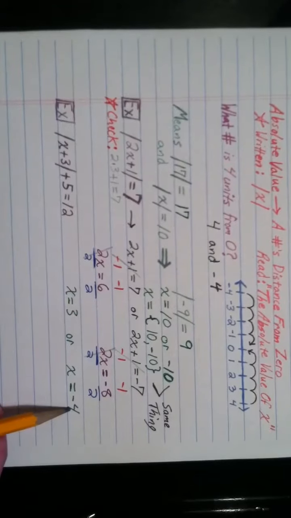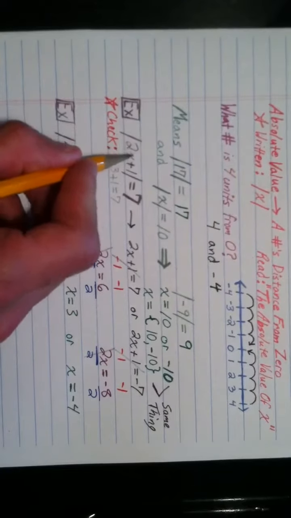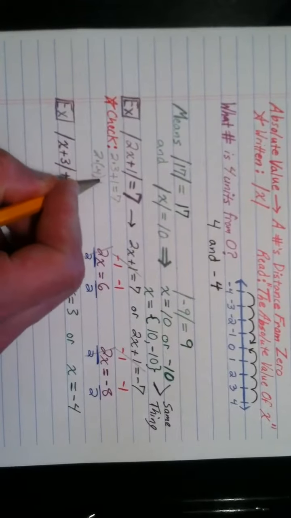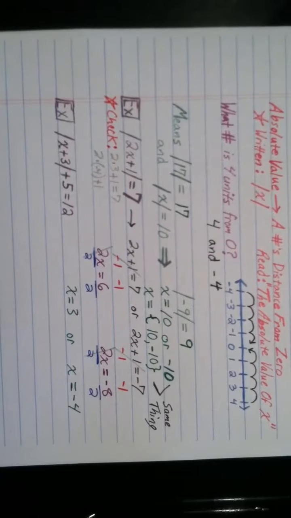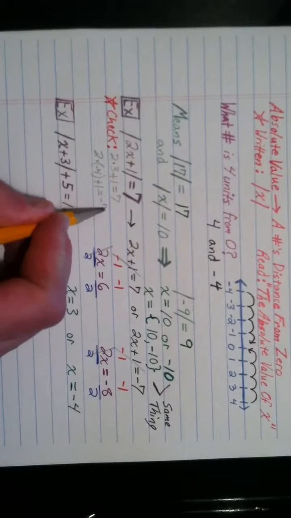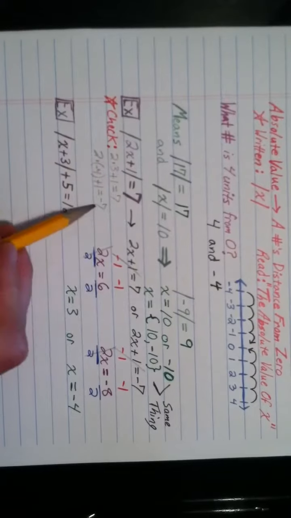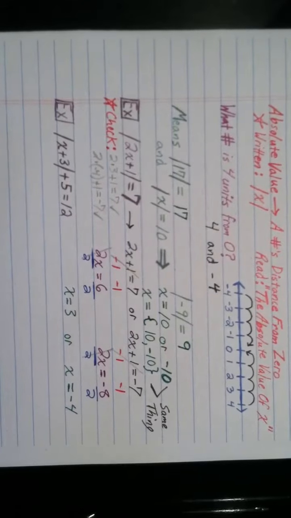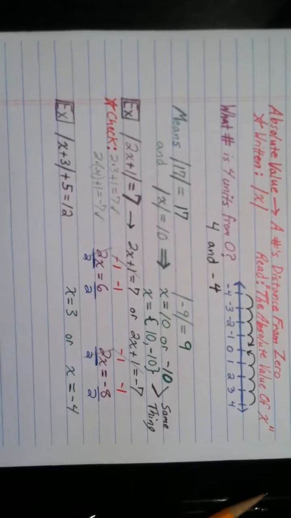The absolute value of 7 is 7. If we plugged a negative 4 into that same equation, well, 2 times negative 4 is negative 8, plus 1 would give you negative 7, but the absolute value of negative 7 would give you a positive 7. So both of these end up checking out. So you can always go back and check your answers that way.